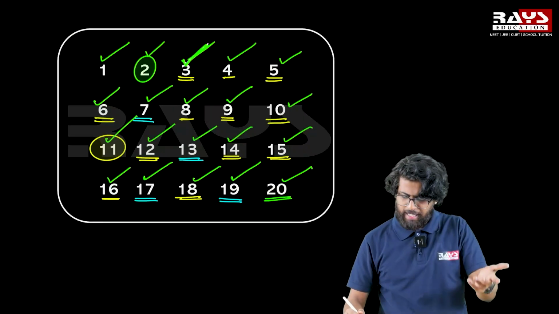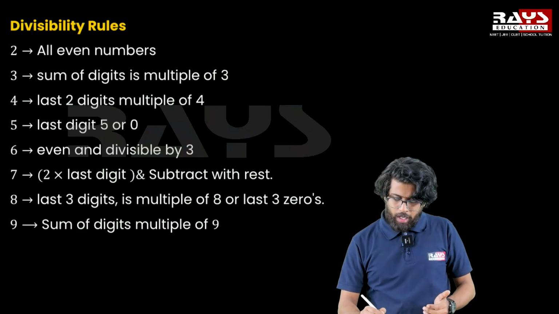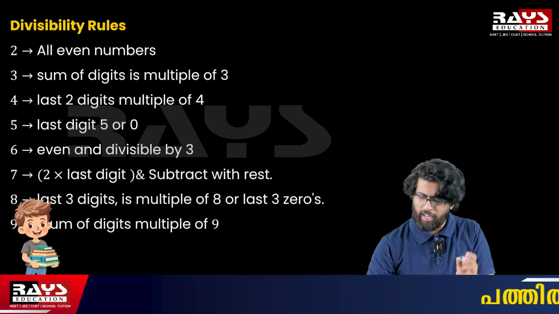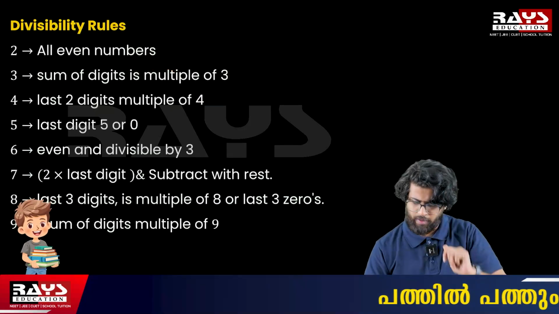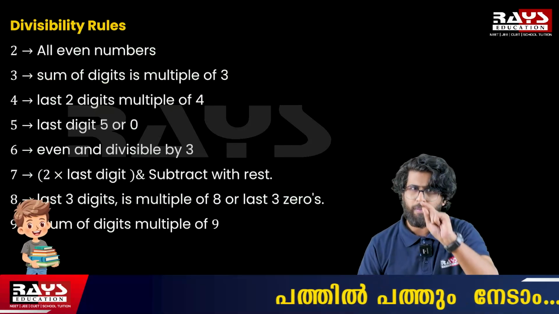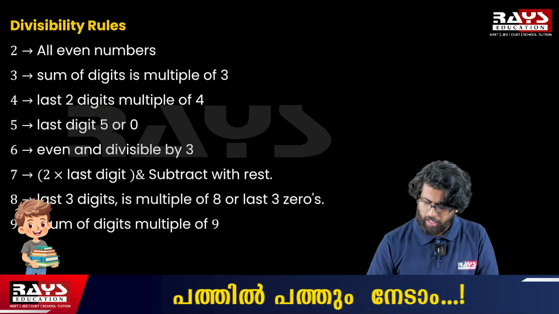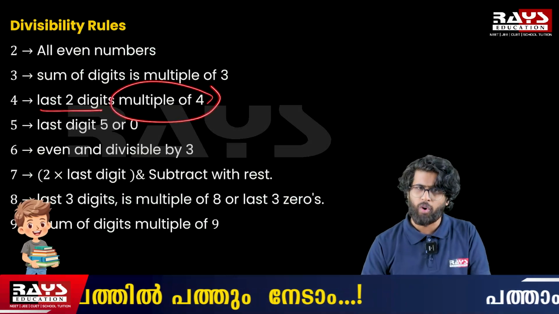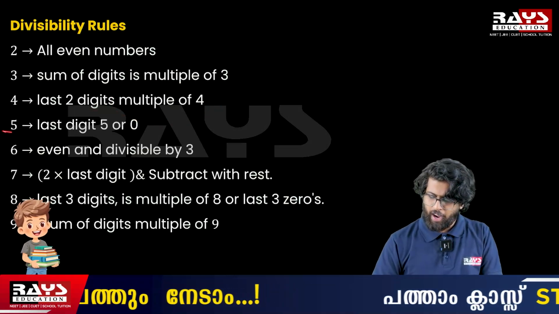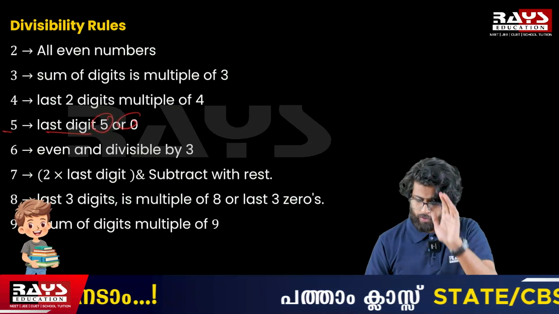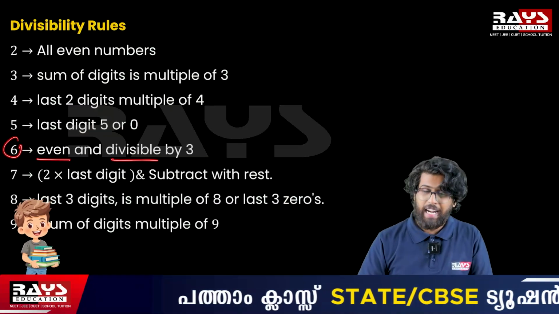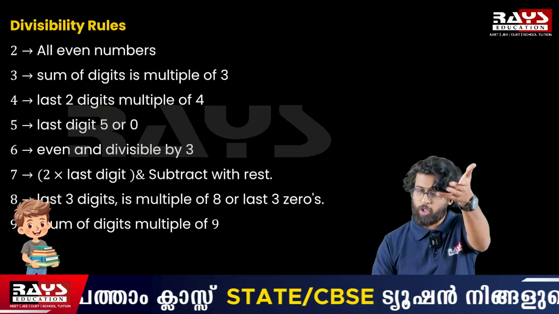So let's quickly summarize everything. So quickly within a jhatka, let's do this. 2, all even numbers are divisible. 3, sum of the digits should be a multiple of 3, then it is divisible by 3. Last two digits should be a multiple of 4, then it is divisible by 4. Then 5, last digit should be 5 or 0. Very good. 6, it should be an even number and divisible by 3.